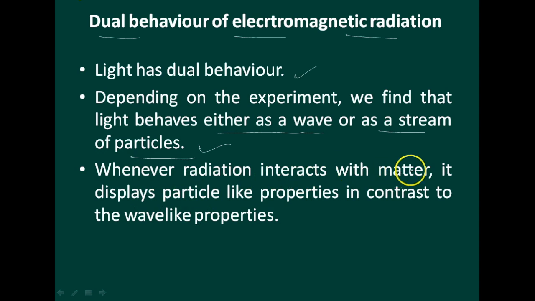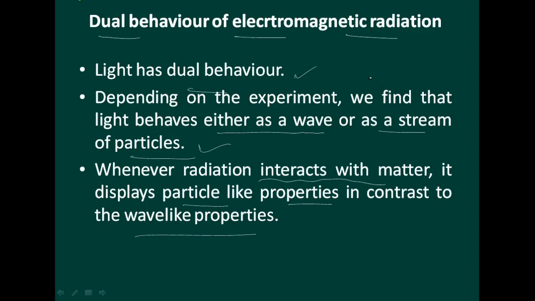Whenever radiation interacts with matter, it displays particle-like properties in contrast to the wave-like properties. So this is about the dual behavior. Dual behavior means it exhibits both particle and wave-like properties, so that is the dual behavior of matter. So light has a dual behavior.